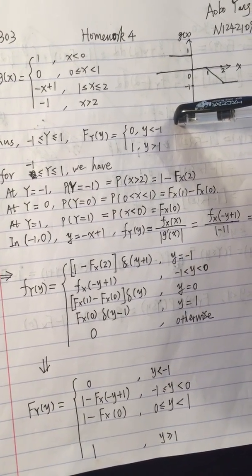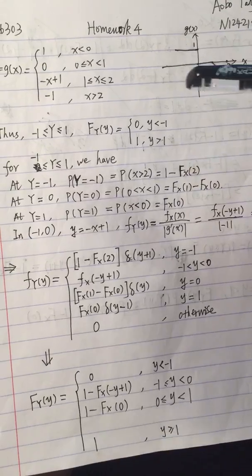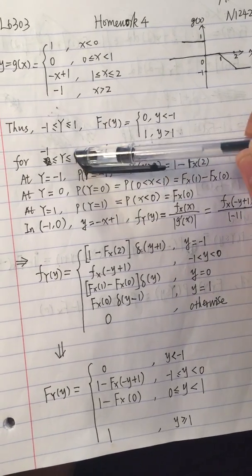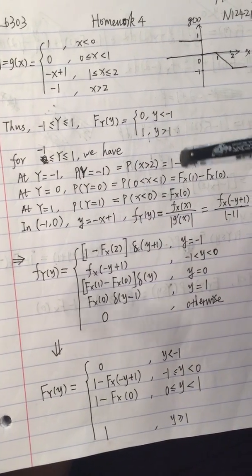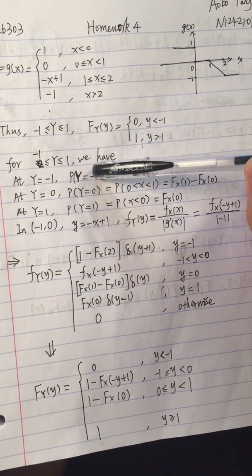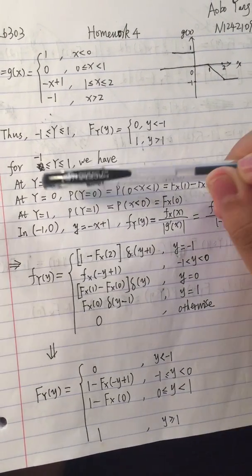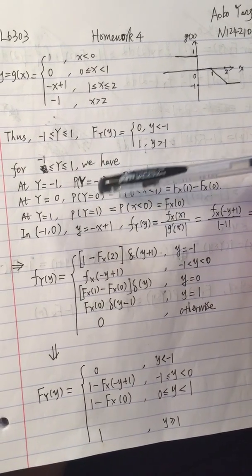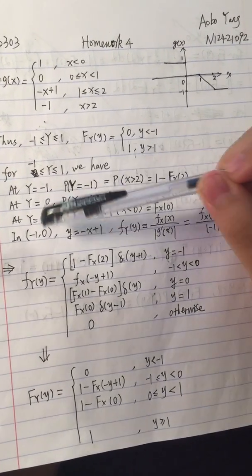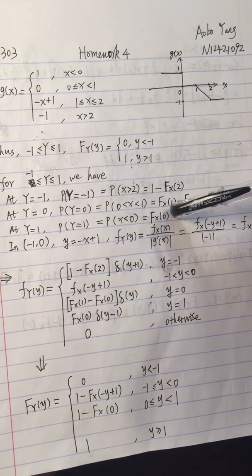Y less than minus 1 is 0 and more than 1 is 1. We can easily find that. So for Y from minus 1 to 1, at Y equal to minus 1, we get P(Y = -1) equal to P(X > 2), which is 1 minus F_X(2). At Y equal to 0, P(Y = 0) is F_X(1) minus F_X(0). And at Y equal to 1, P(Y = 1) is F_X(0).